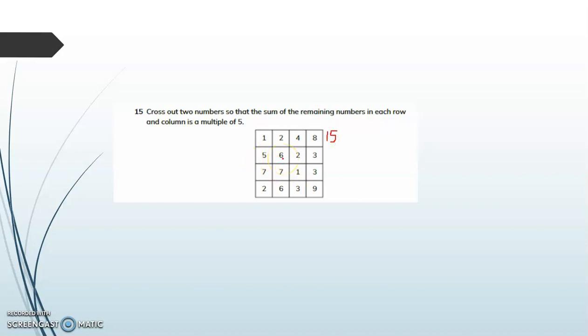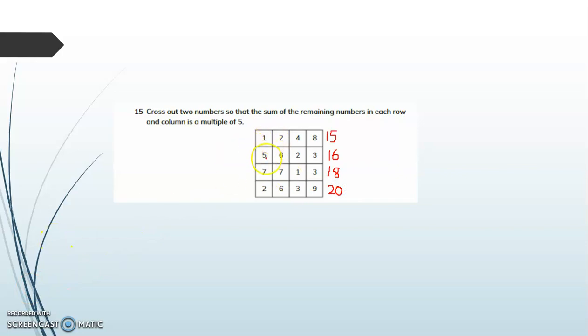5 plus 6 is 11, 11 plus 2 is 13, 13 plus 3 is 16. 7 plus 7 is 14, 14 plus 1 is 15, 15 plus 3 is 18. Now 2 plus 6 is 8, 8 plus 3 is 11, 11 plus 9 is 20.